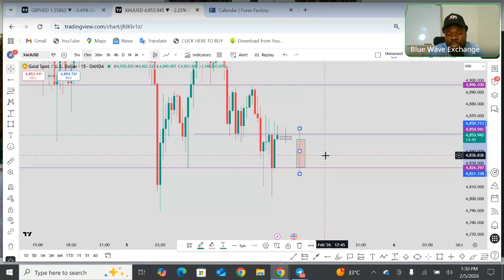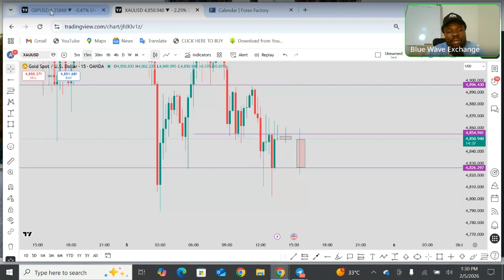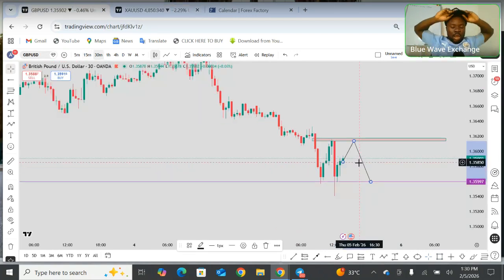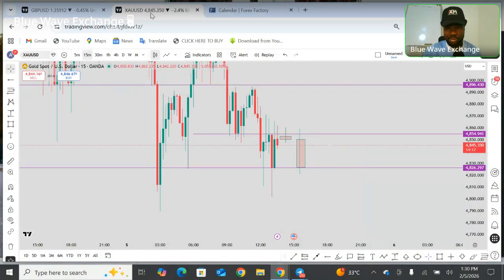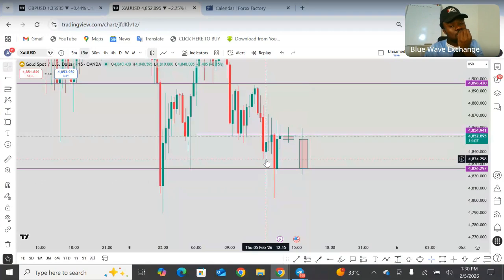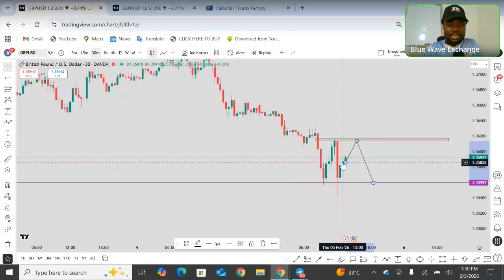A similar thing I'm expecting on GBP USD. Gold might be fast because we have some news events, so maybe it's going to be fast. Exactly what I'm expecting on GBP.